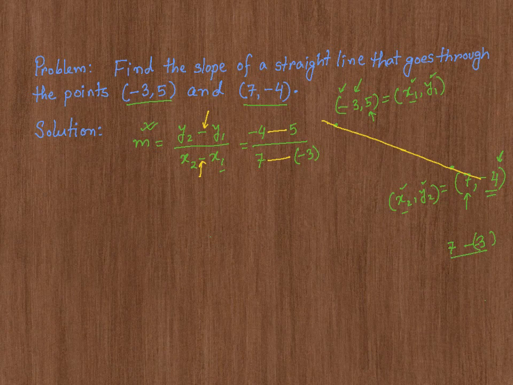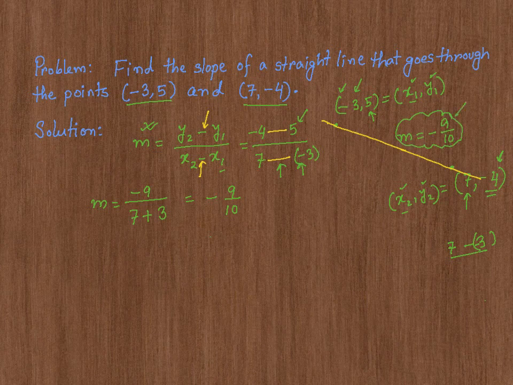Now we can just simplify it. So my m is equal to, on the numerator, -4 minus 5 is -9. On the denominator, 7, then this negative and this negative multiplied is going to give you positive, plus 3, which is 10. So -9/10. So the slope of this straight line is -9/10.